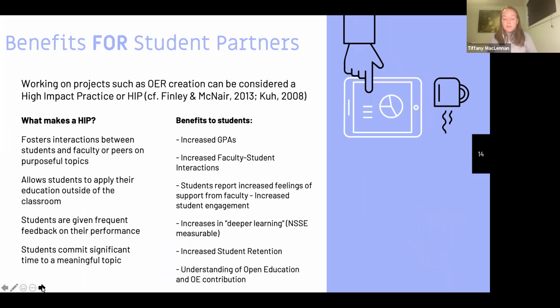The next one is the benefits for student partners. So looking at what do the students get from working with this? And this comes back to a lot of the research that I'm doing in my current role.